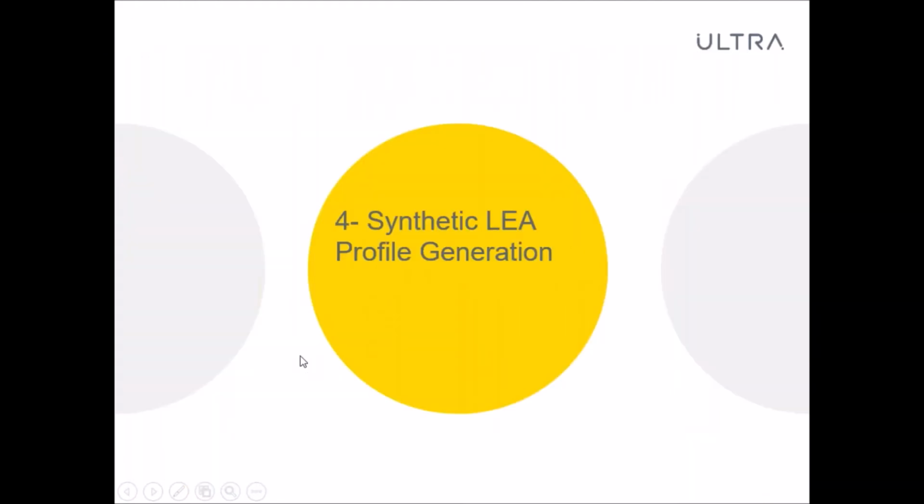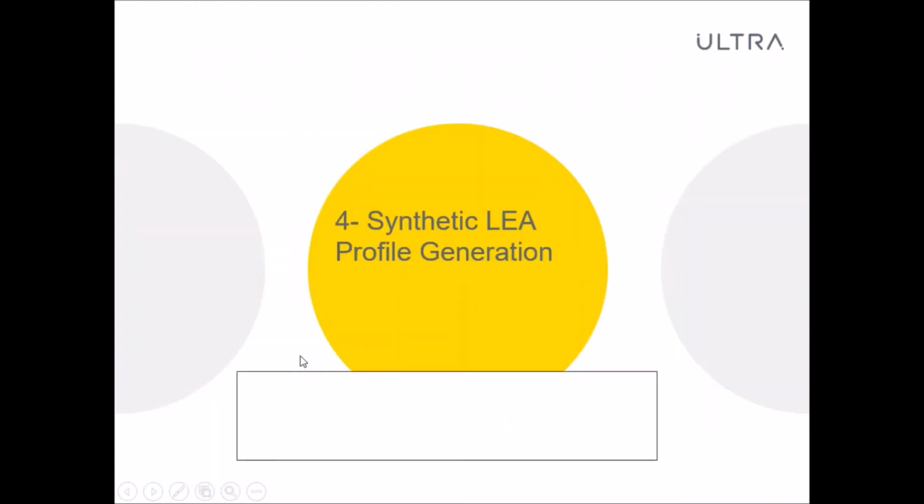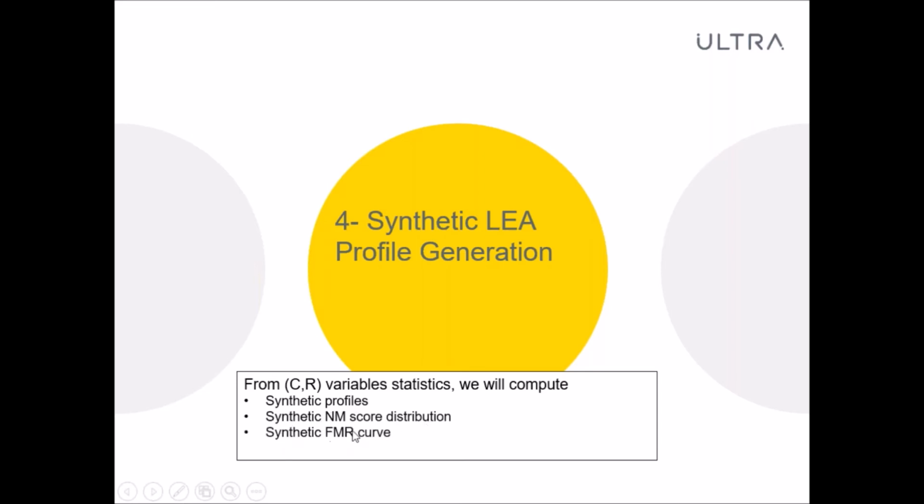Now, synthetic lead profile generation. From the class characteristics and roughness variable statistics, we will compute first synthetic profiles, and from those synthetic profiles, we will compute the synthetic non-matching score distribution, and from those synthetic non-matching score distributions, we will compute the synthetic false match rate curves, and we'll get the synthetic false match rate curve for any suspected matching pair of bullets. This is what we were missing to do the score adjustment process.